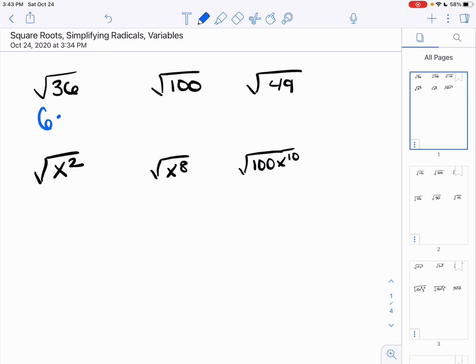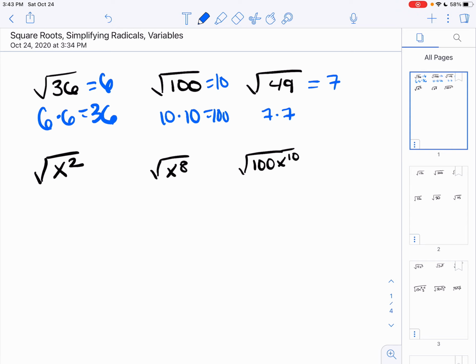So, 6 times 6 is 36. So the square root of 36 is 6. Same thing for 100. Two numbers that are the same that multiply to get to 100. 10 times 10. So the square root of 100 is 10. For 49, 7 times 7 is 49. So the square root of 49 is 7. This can work with variables too.